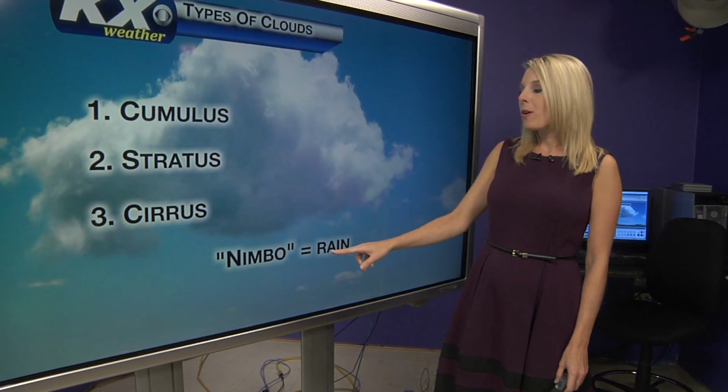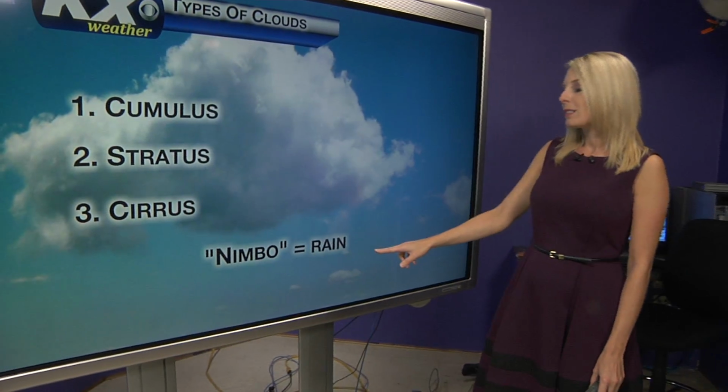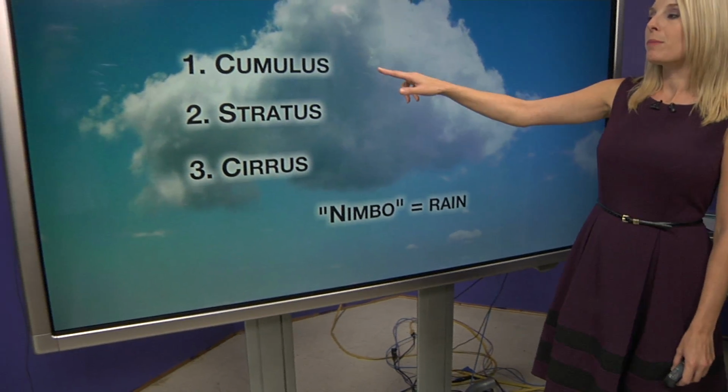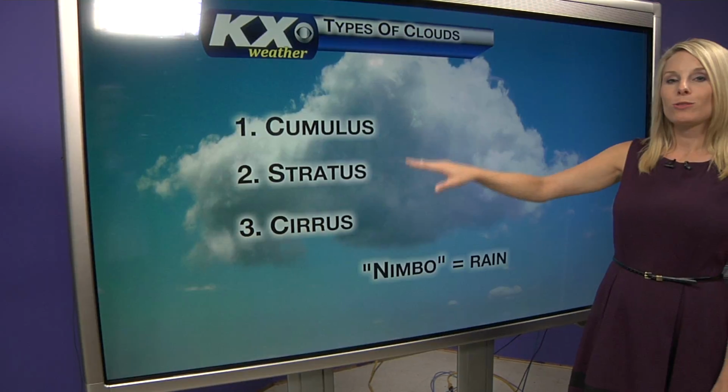And also remember, anything that says nimbo means rain. So if you see cumulonimbus or nimbostratus, that means rain associated with these clouds.